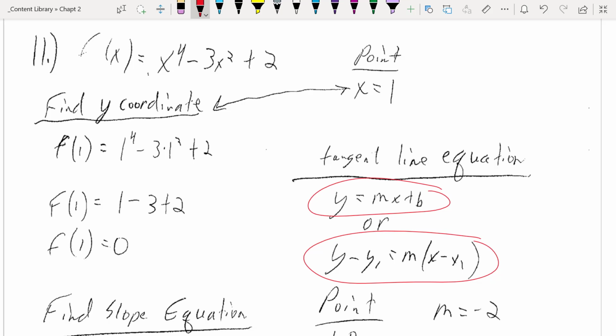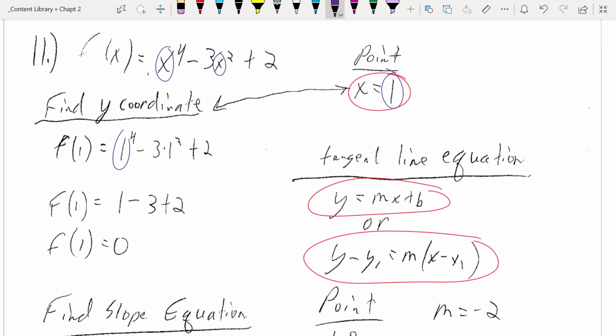But before we do that, we need to make sure that we have our other point. So we need to find the y coordinate that correlates to this x coordinate of 1. To do that, you're just going to use substitution. We're going to put the 1 in for our x into our equation to find that y coordinate.